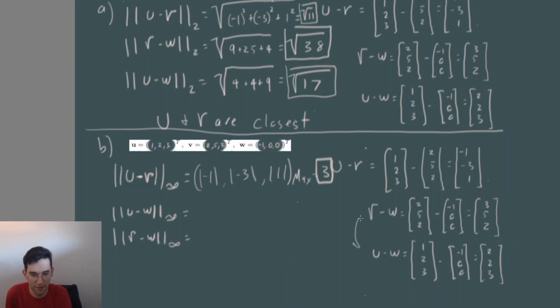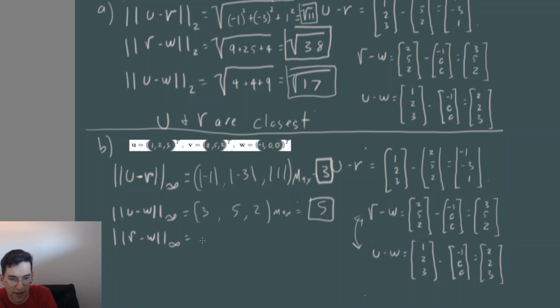Now, we switch these around. So we're going to have the absolute value of 3, 5, and 2, but since they're already all positive, equals 5. And then we're going to have, oh, that's actually the next one.